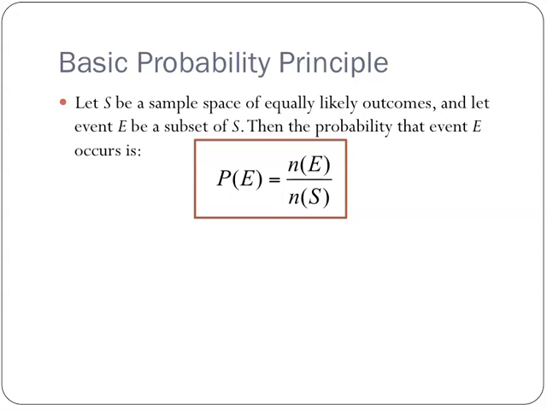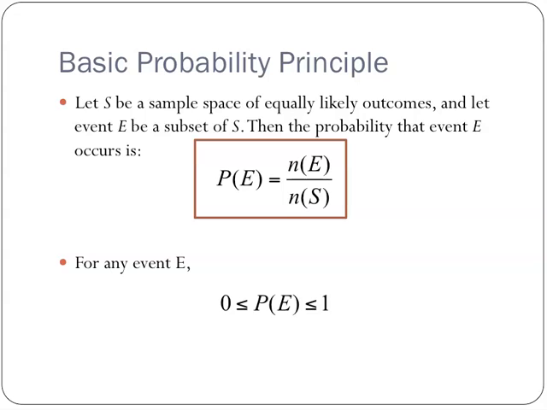Now for any event E, the probability that E occurs has to be between 0 and 1. So at the very least, it cannot occur, so 0% chance of occurring. Or at the most, it has 100% chance of occurring, so it goes all the way up to 1.